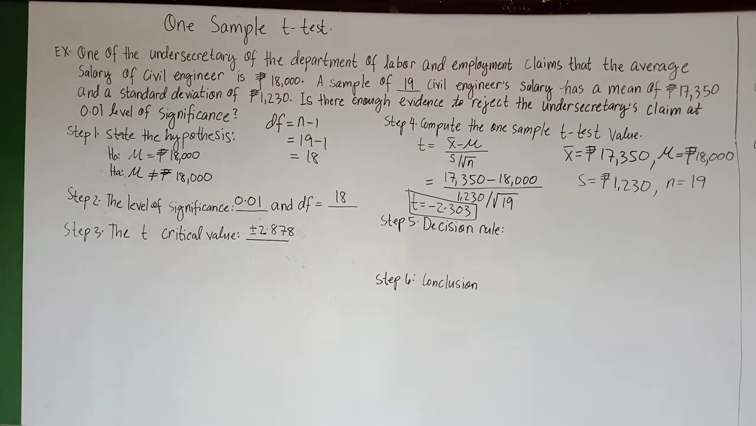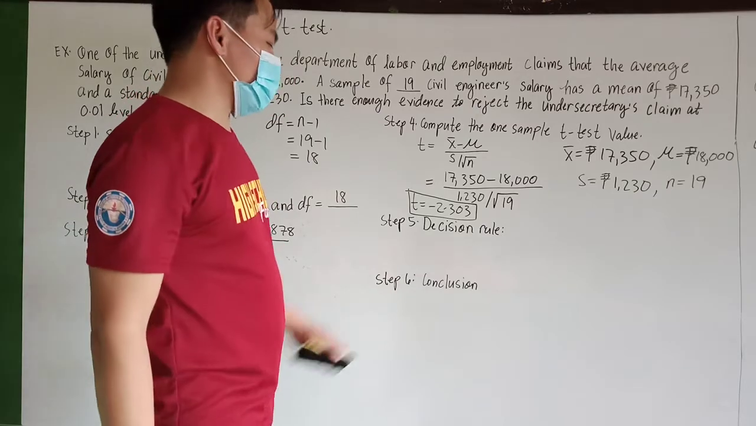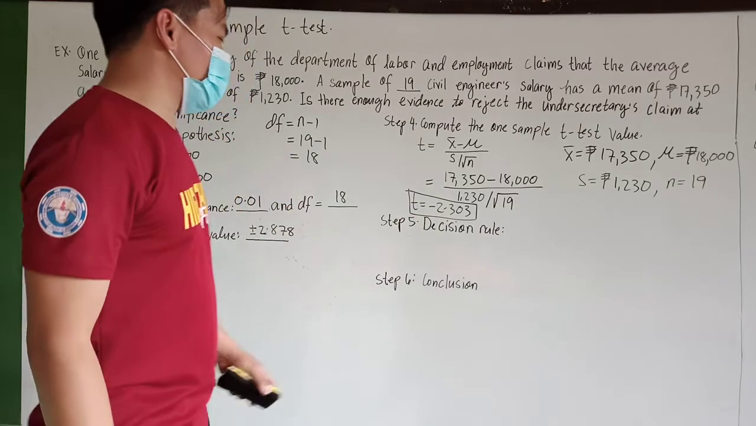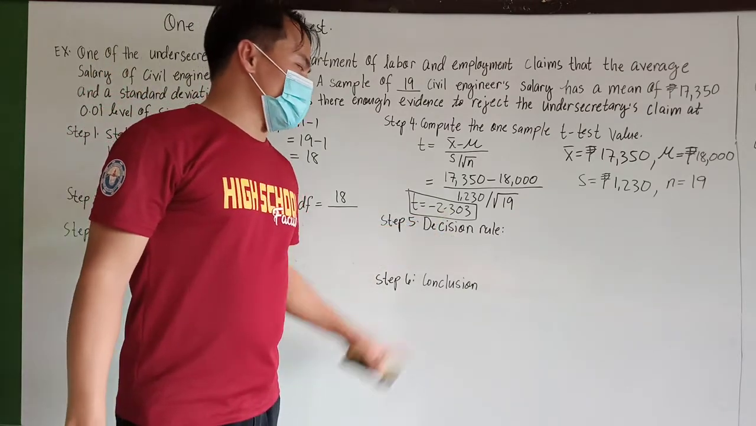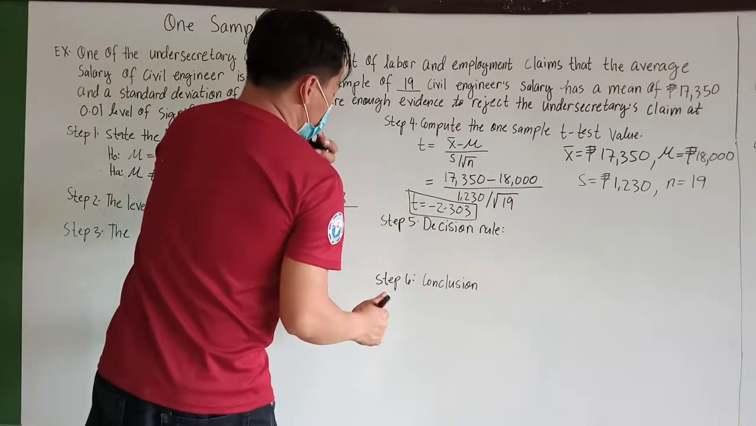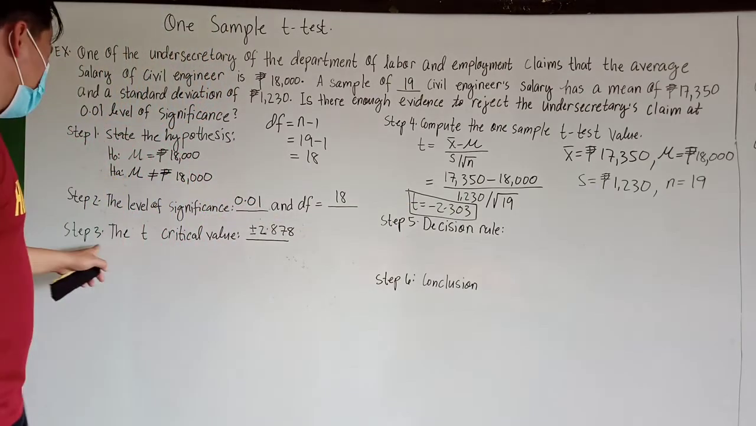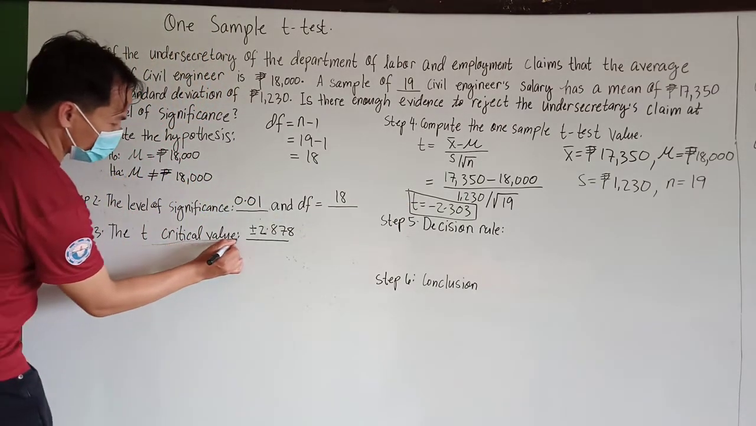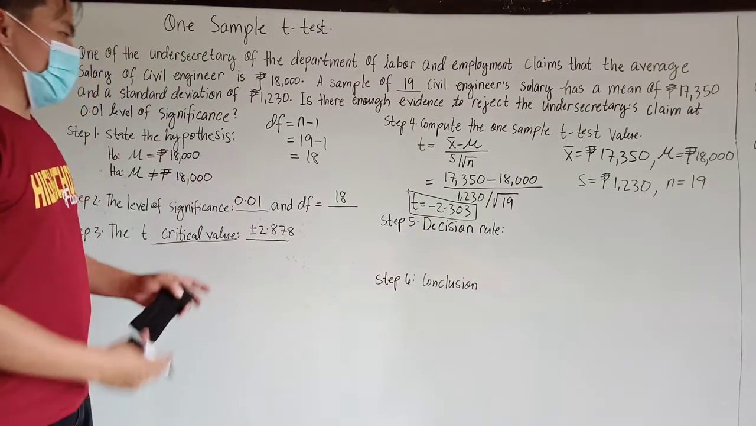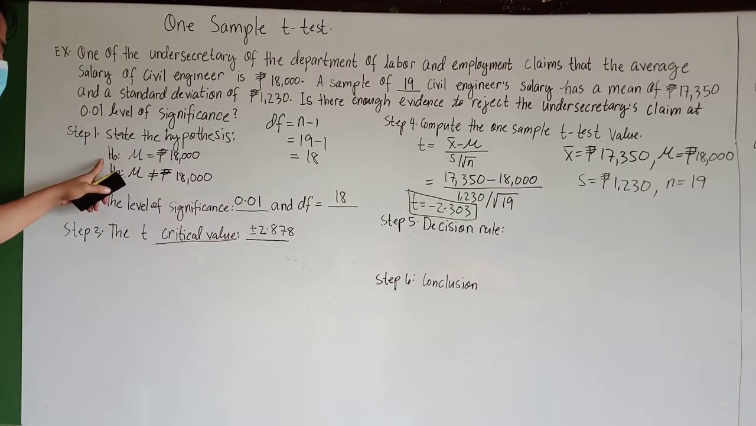After that, okay, we can now proceed to our decision rules. Since we already have the t-test value which is negative 2.303, then we can now make our decision. But how can we make this decision actually? We will have to base this on our critical value. We will have to compare. Actually, we can reject the null hypothesis, this one. In what way?